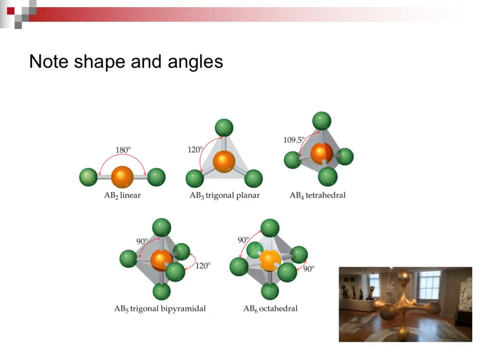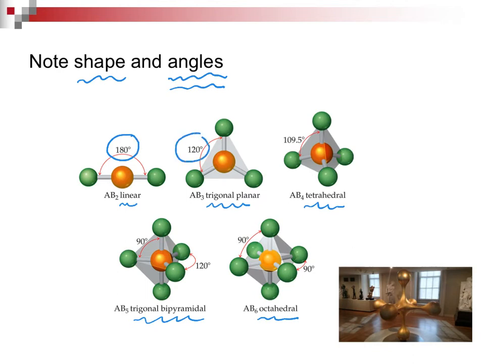And here we have a picture. Note the shapes, the same words I used before: linear, trigonal planar, tetrahedral, trigonal bipyramidal, and octahedral. The other thing I want you to note are the angles. Linear is always 180, trigonal planar is always 120, tetrahedral is 109.5.